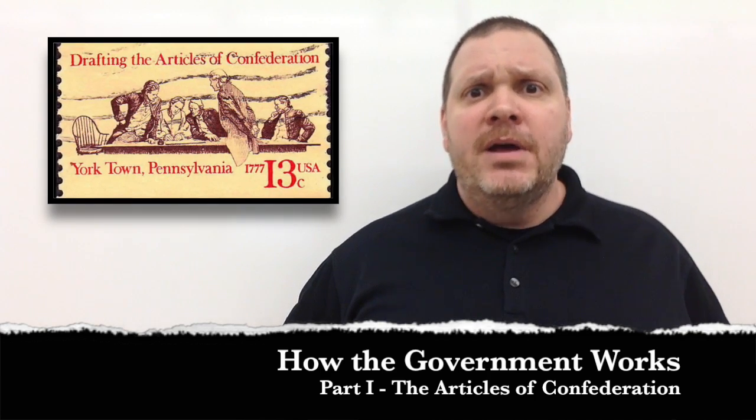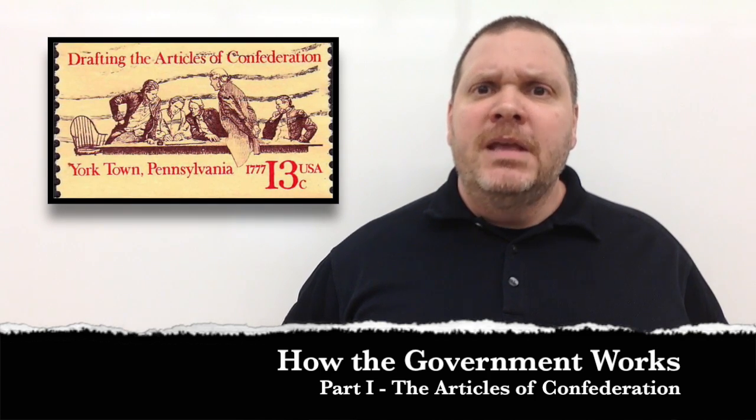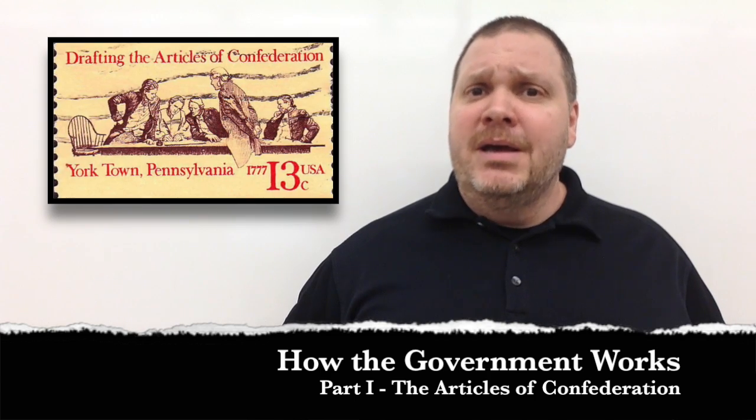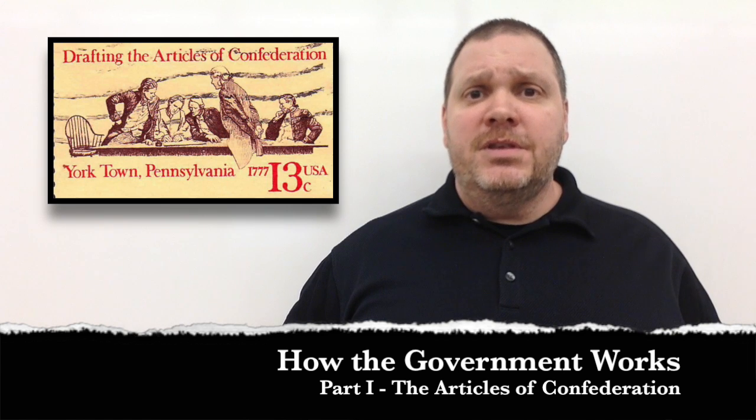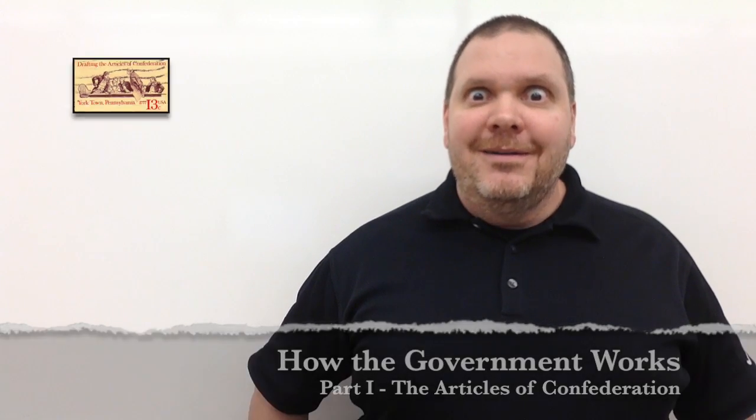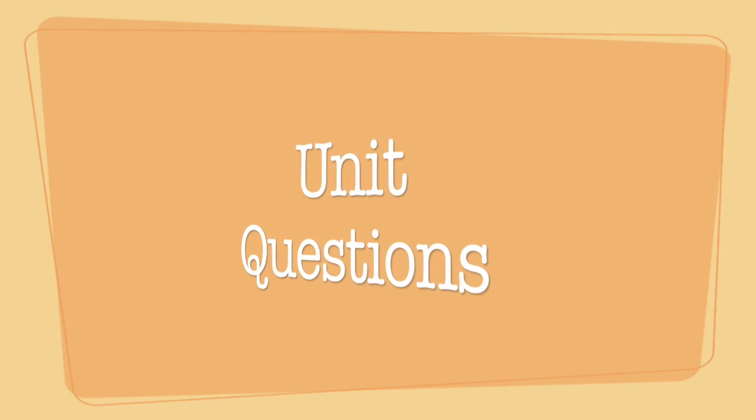So we're going to talk about how our Constitution was created, and how our government is organized into three branches. I know, sounds like a crazy trick. So we got some great questions for this unit. Listen up, here they are. What were the Articles of Confederation, and why did they fail?